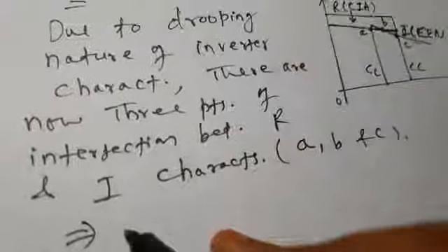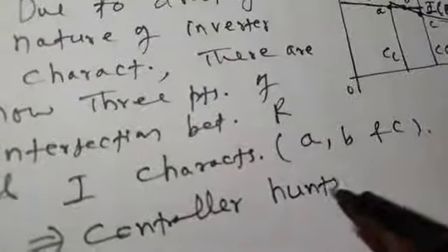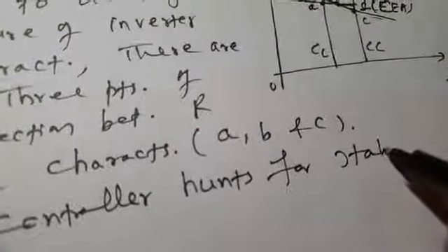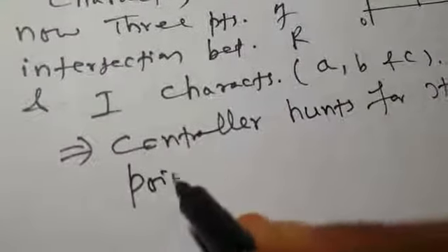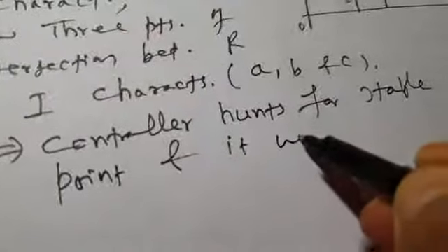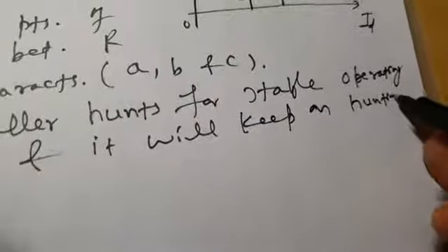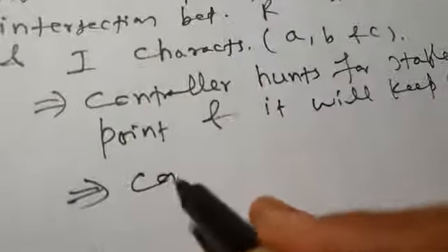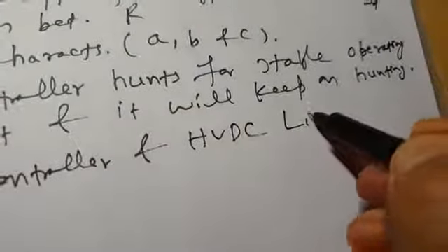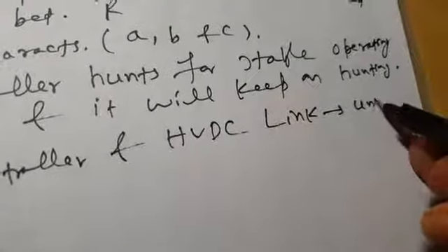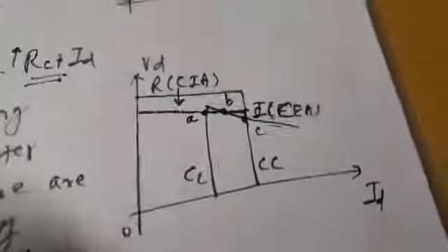So therefore, your controller hunts for a stable operating point, and it will not get that operating point, and it will keep on hunting. So this means your controller becomes unstable, and hence your HVDC link becomes unstable. So this leads to instability of your HVDC link. This is the problem with normal characteristics.